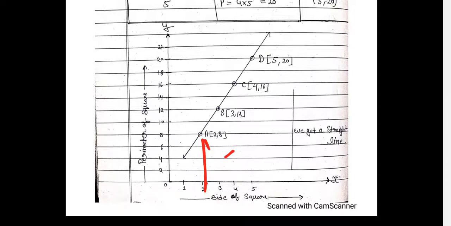Now the second point is (3, 12). So on the x axis go to 3, and on the y axis you have to move up to 12. And the third point is (4, 16). On the x axis go to 4, and on the y axis you have to move up to 16. And the fourth point is (5, 20), on the x axis go up to 5 and move up to 20. So you have to label here point A, point B, point C, point D. Now the coordinates also like that.